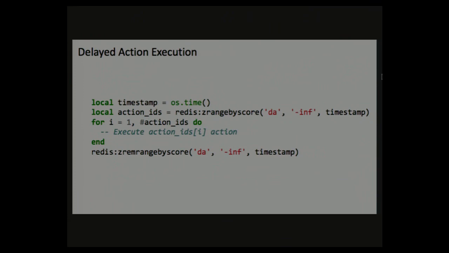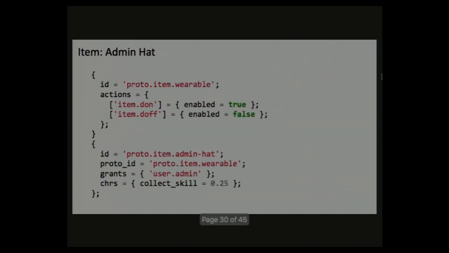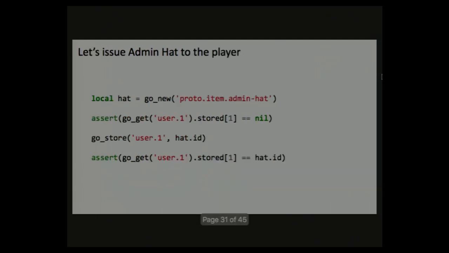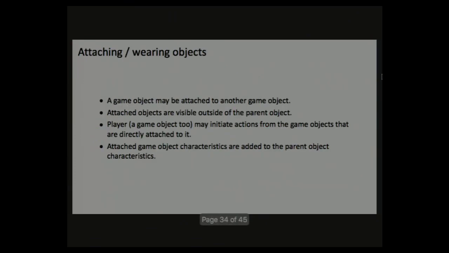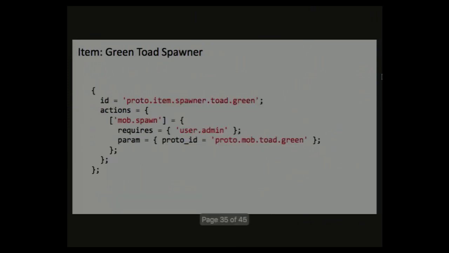And here's a player. Here's an interesting item. It makes anyone who wears it administrator. It grants the user admin rights. Here's how we give the admin hat to the player. And here's how the stored inventory items work. Here's how the objects attached to another object work. Sorry for skipping this, no time. Here's a spawn point for a mob.